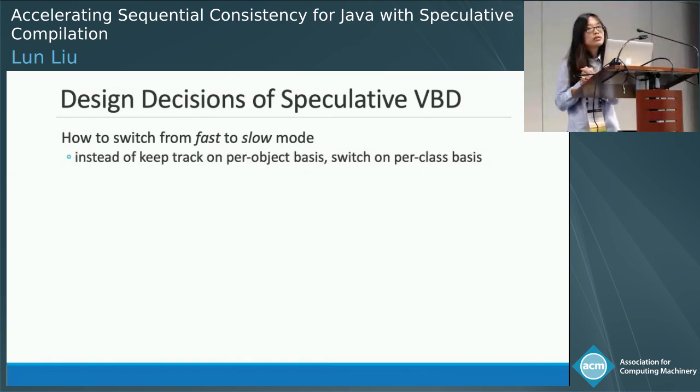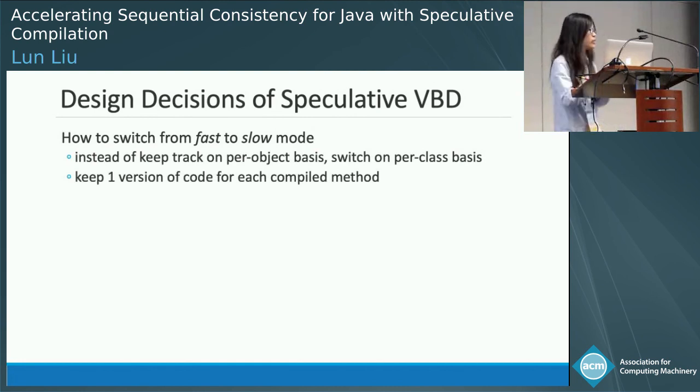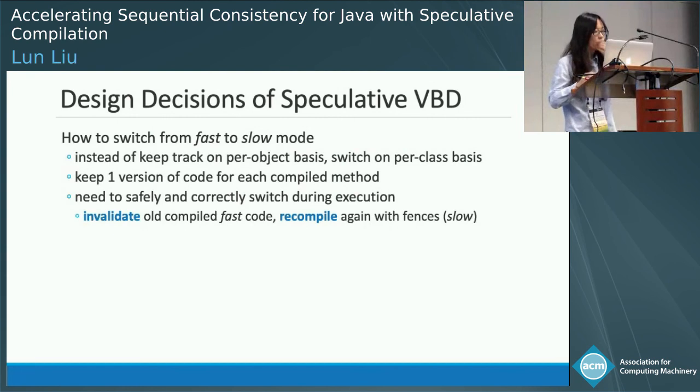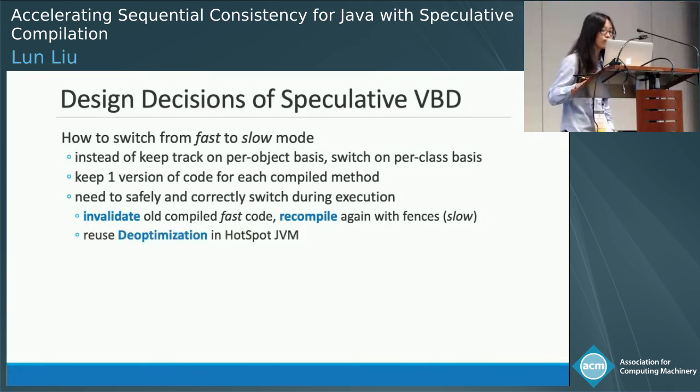The way we did it is that we do it on a per class basis, meaning that instead of keeping 2 versions of code at the same time and deciding which one to call dynamically, we only keep 1 version of code for each compiled code. So it is either the fast version or the slow version. So it means that we should have a way to safely and correctly switch during the execution. We have to invalidate the old compiled code and recompile again with the new code with the fences.